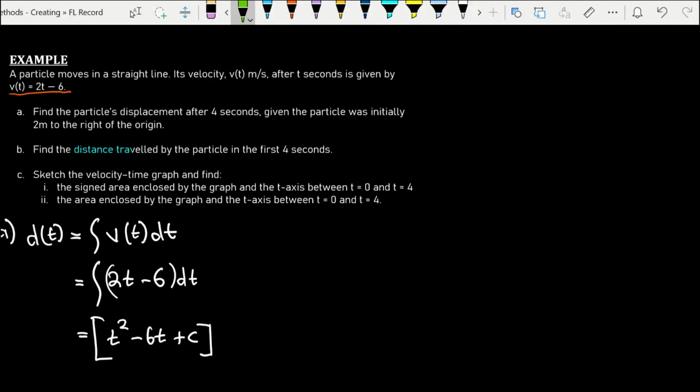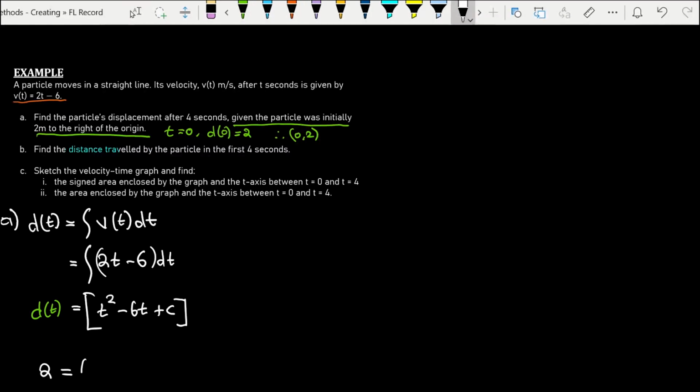Okay, so I can evaluate an integral here, and it's saying, given the particle was initially 2 meters to the right of the origin, that's going to tell me when t was equal to 0, d of 0 was equal to positive 2 because it's to the right. So that gives me a coordinate of t being 0, y being 2. And I'm going to substitute that into my displacement function. Okay, and so that is our initial condition, and as expected, we do get a nice displacement function where the constant was equal to 2.